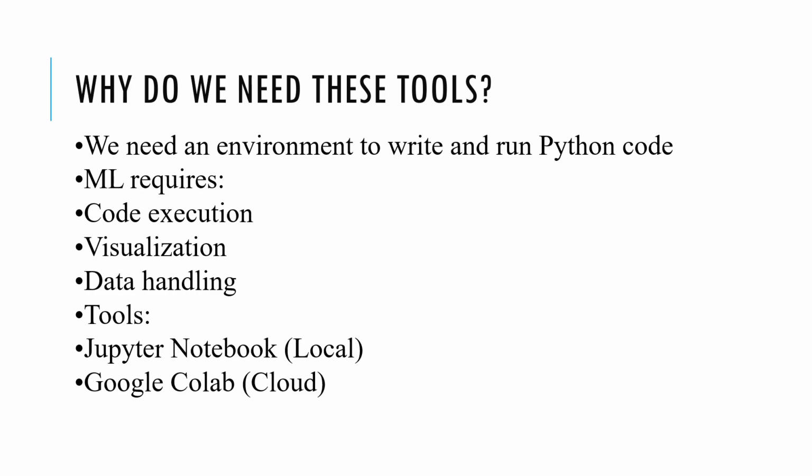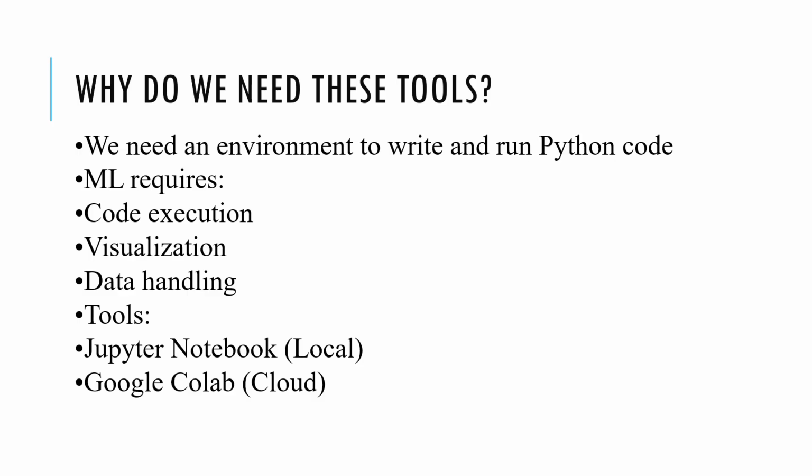So why do we need Jupyter Notebook and Google Colaboratory first and foremost? In machine learning, we don't just write code. We also visualize data, test models, and experiment a lot. For this, we will use two powerful tools: Jupyter Notebook, which runs on your own system, and Google Colab, which runs on the cloud. I'm going to guide you step by step.